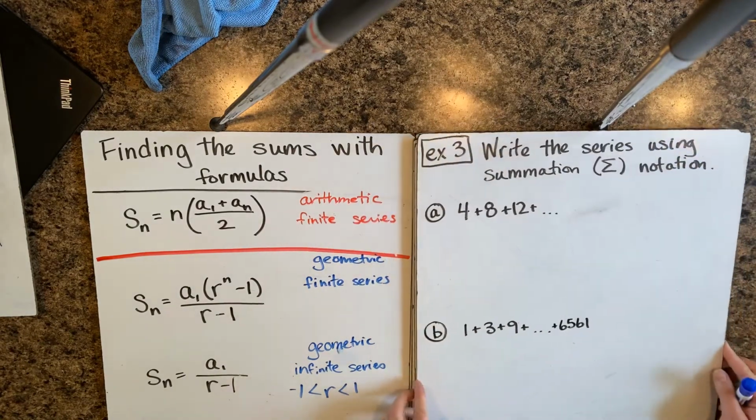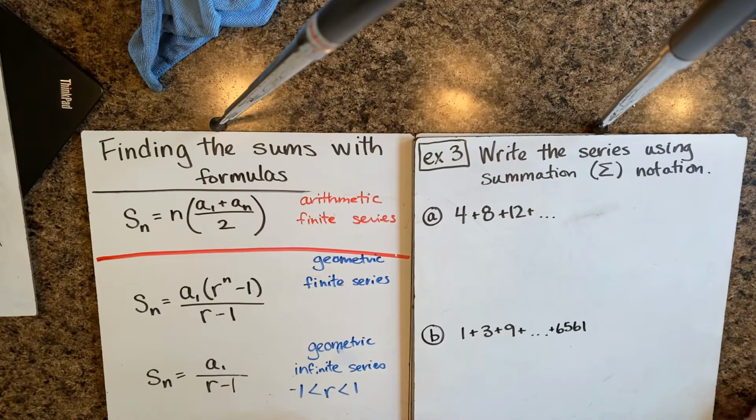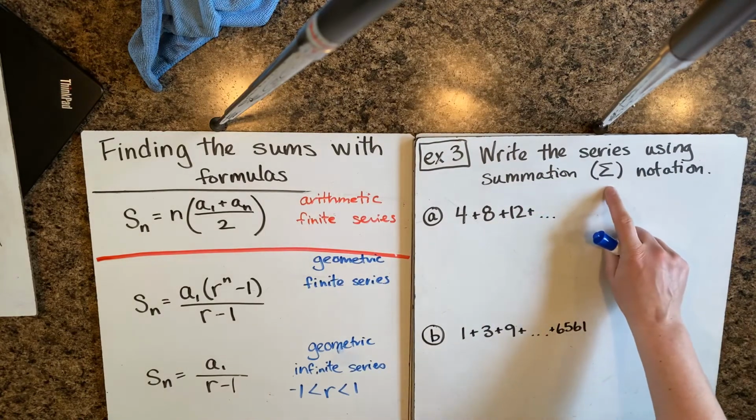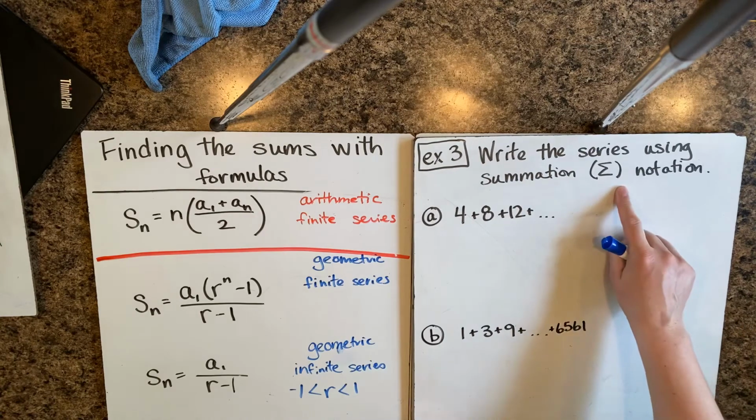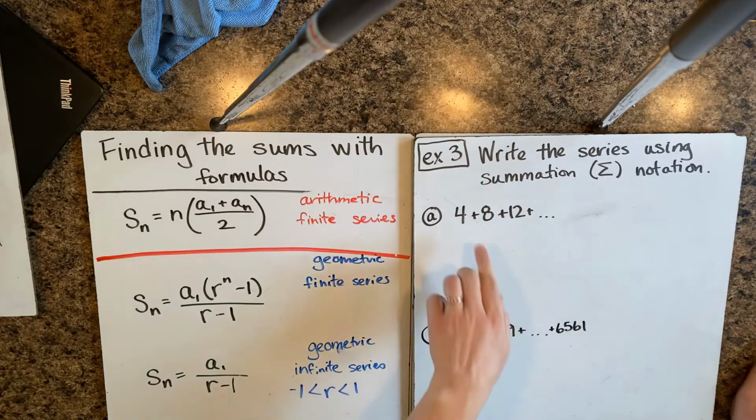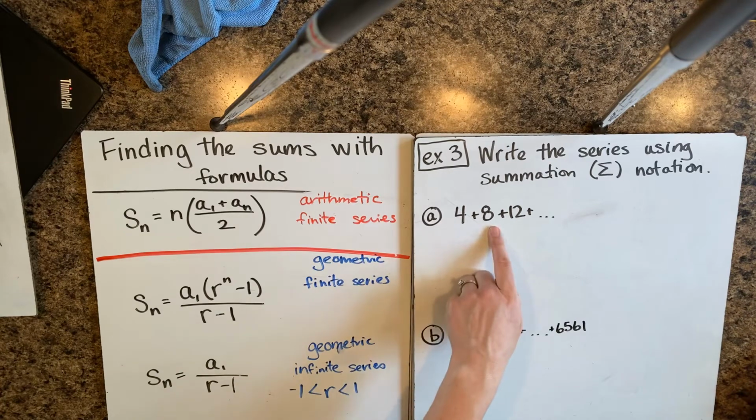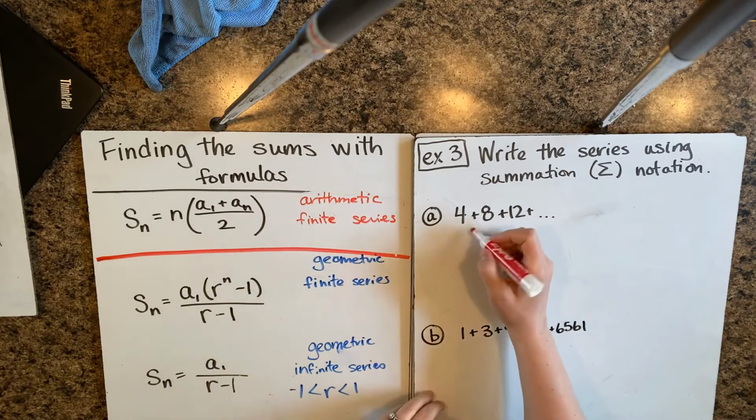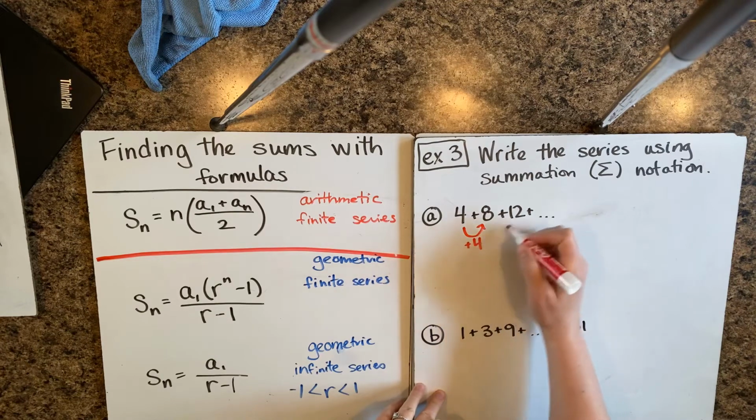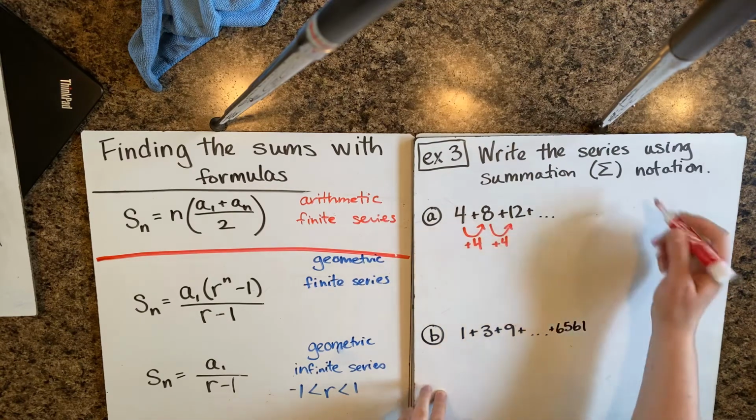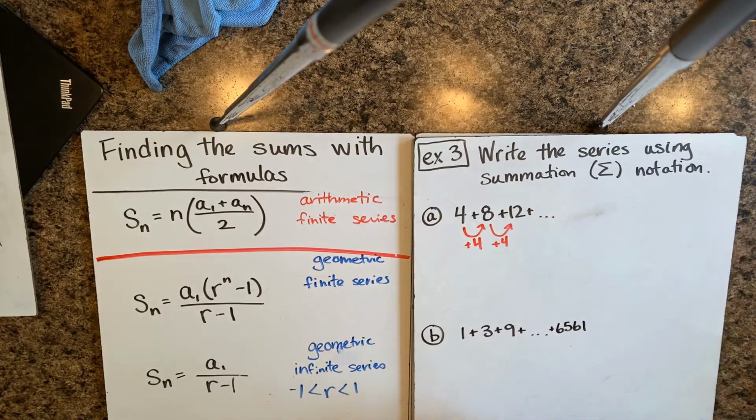Next, number 3, write the series using summation notation. Summation notation is that sigma notation that we were talking about. Same thing. I've got 2 examples here. This one, what's happening from term to term is that we are adding 4. So again, when we're adding, we know it's arithmetic. And notice this just goes on and on and on forever.